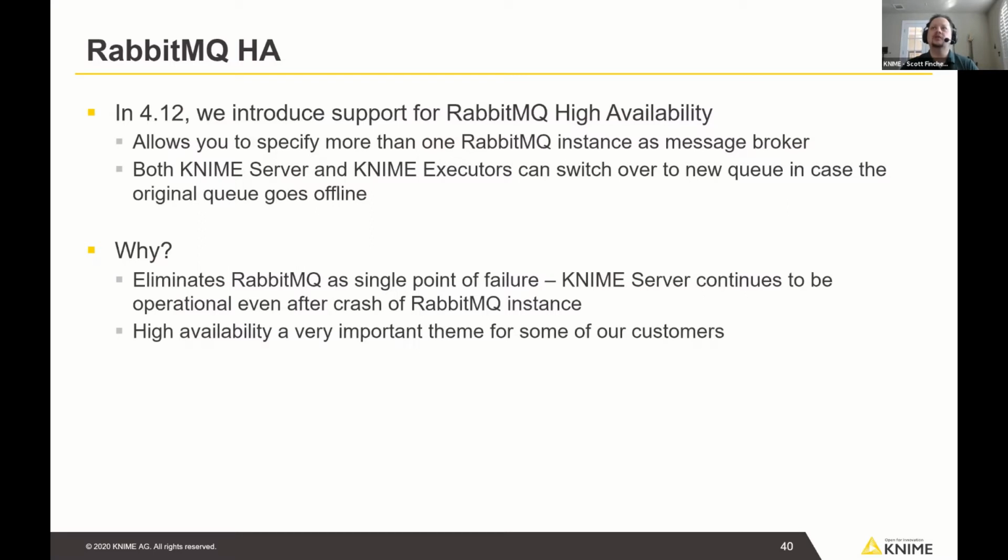So why do we do that? RabbitMQ, the way that we had it integrated into the design before, was a single point of failure, and we wanted to eliminate that single point of failure. So now your Nime server is going to run even if RabbitMQ, for instance, crashes because you've got other RabbitMQ instances as part of the high availability. This high availability idea is a really important theme for some of our customers, and we got a lot of feedback about that. So this is why we wanted to address it.